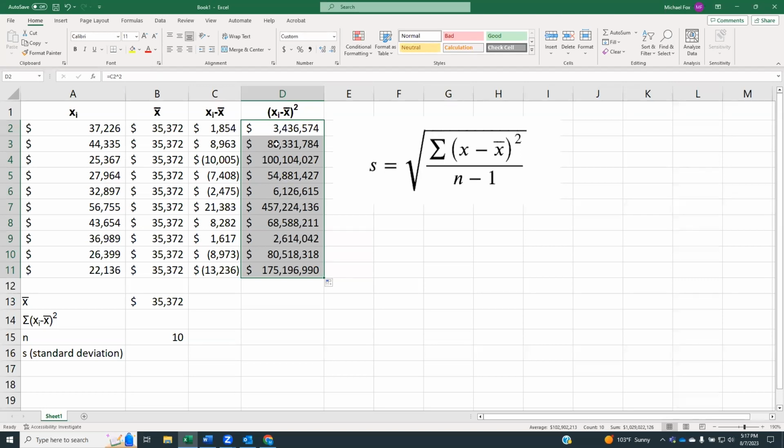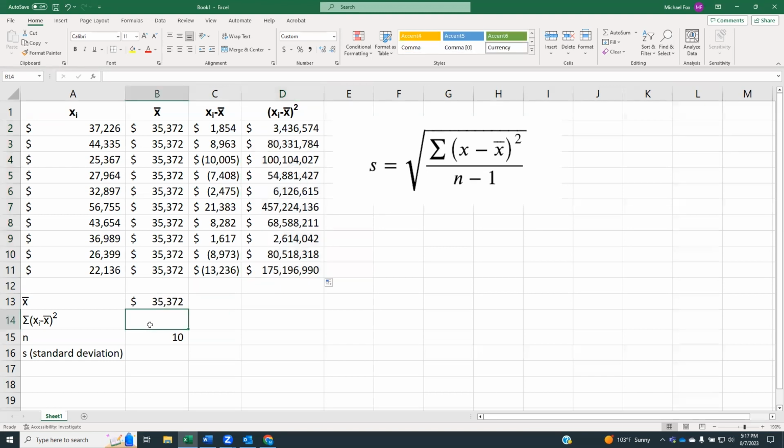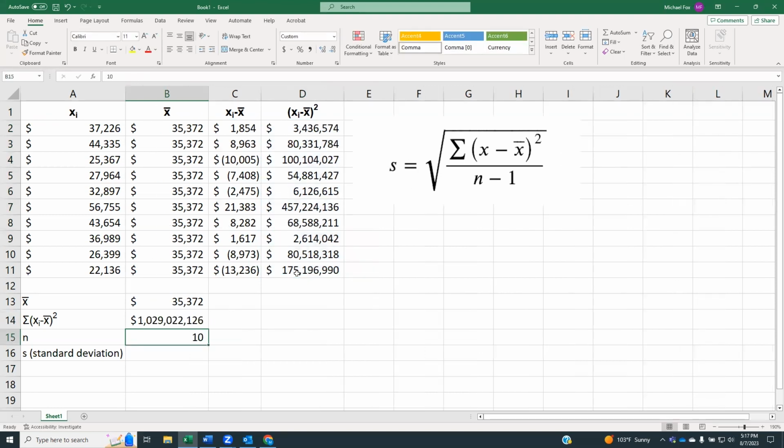Okay. And then remember, this Greek letter means we're going to take the sum of x minus x bar. So that's a sigma, a capital sigma. Okay. So here I'm going to say the sum of all the x minus x bar squareds. And look at that, that's a huge number, right?